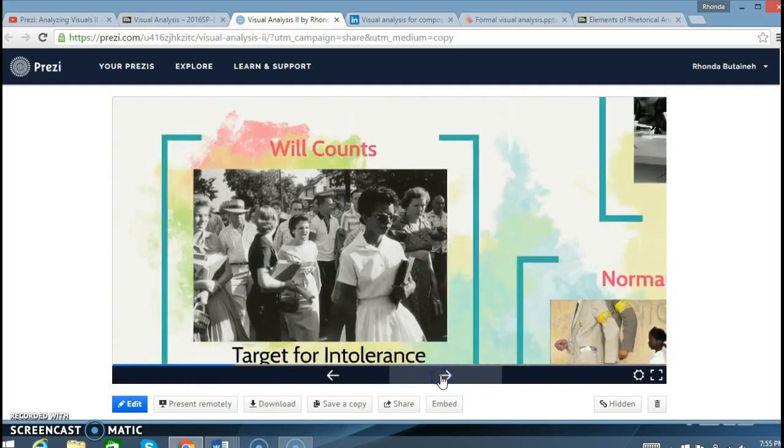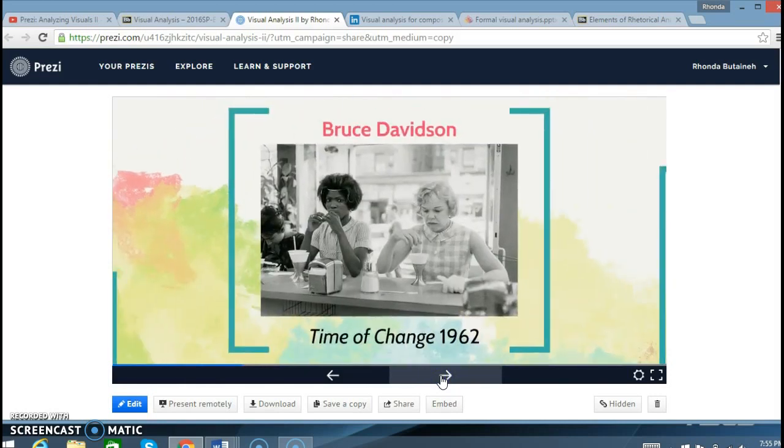Okay, and there's several groupings. This deals with civil rights. This group of photographs or images address civil rights. Here's another image by Bruce Davidson at a cafe. You have the line here. And what's your focal point? Does your eye start here with her face and then move to the other lady at the counter?